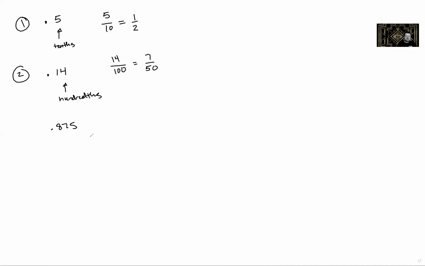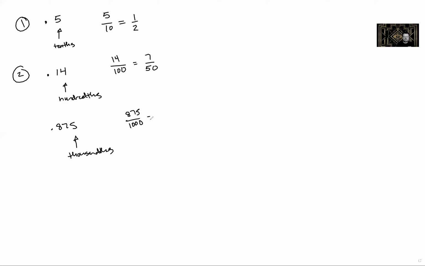Some of them might be a little bit harder. 0.875, for instance, that's the thousandths place. So this would be 875 over 1,000. Now, both of these are multiples of 125, but most people aren't going to be able to visualize that. So you might have to simplify more than once.